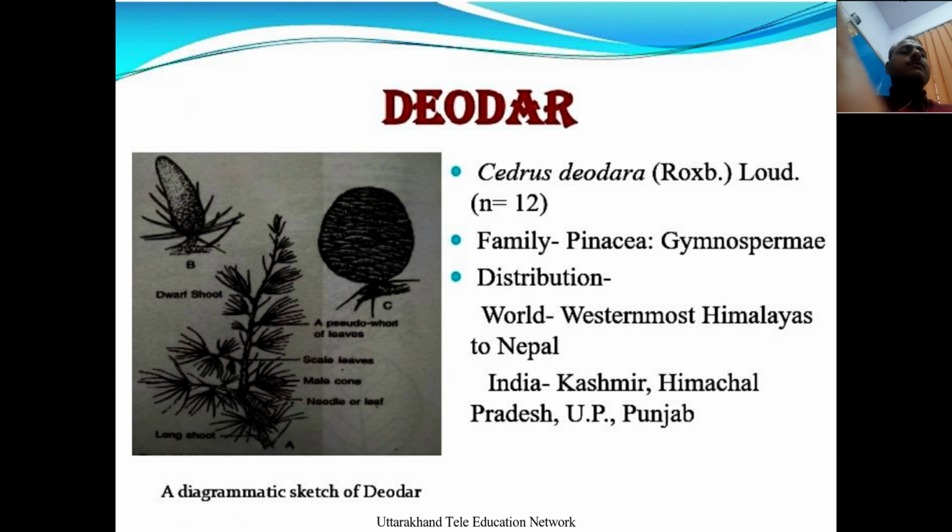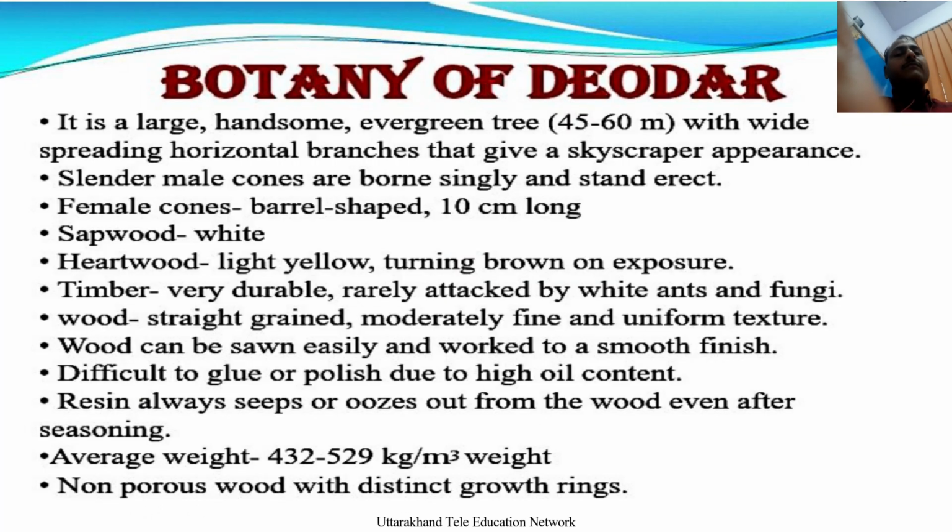As far as distribution is concerned, worldwide it is distributed from the westernmost Himalayas to Nepal. In India, it is found in Kashmir, Himachal Pradesh, Uttar Pradesh, including Uttarakhand, and Punjab. Now, botanical description of Deodar. It is a large, handsome evergreen tree of 45 to 60 meter height, with wide spreading horizontal branches that give a skyscraper appearance to the plant. You all must have seen Deodar trees in our state of Uttarakhand.